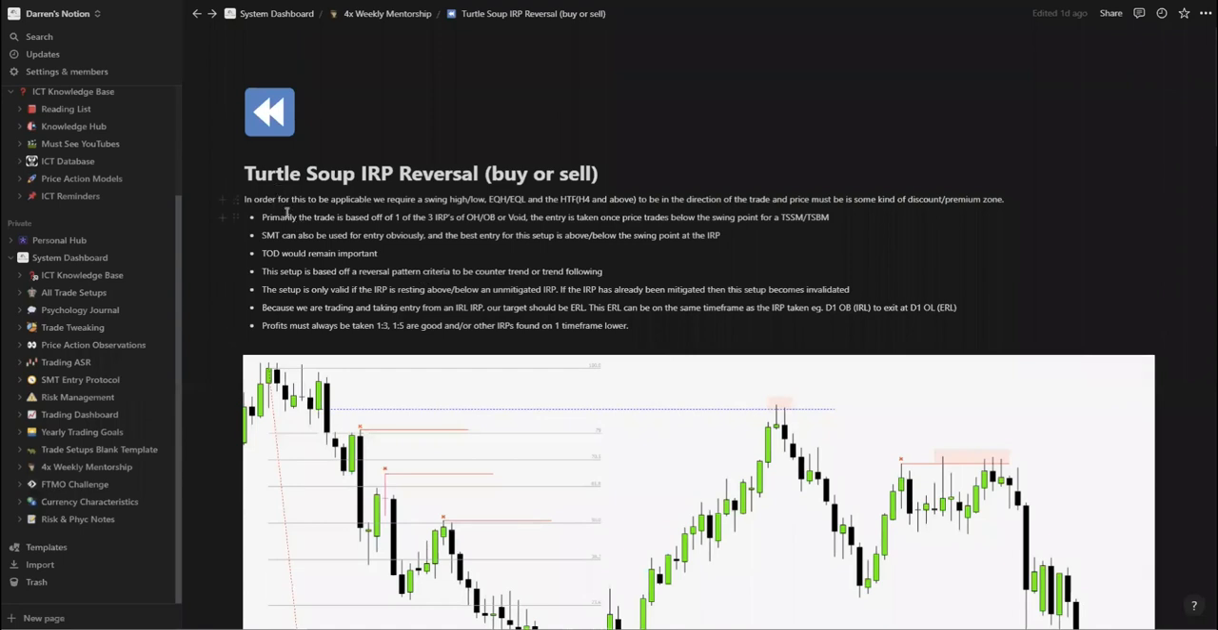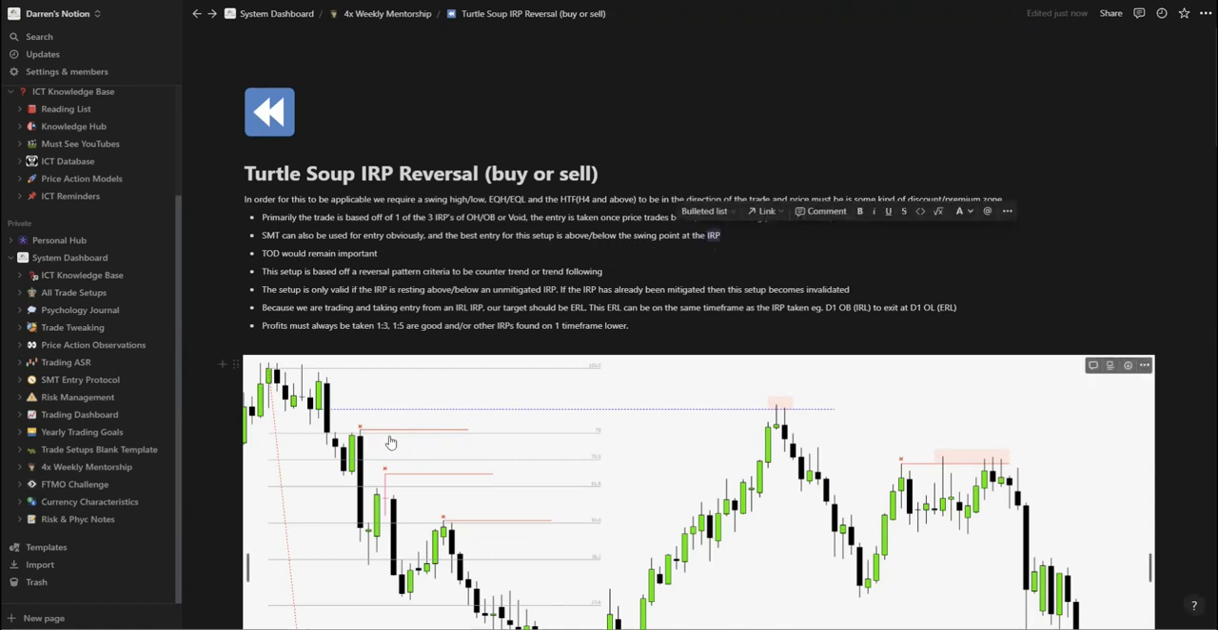There's a couple. Primarily, this trade is based off of one of the 3 IRPs, so old high, OB, void. The entry is taken once price trades below the swing point for a turtle soup buy. Obviously, entry is taken when price trades above the point for a turtle soup sell model. Okay, so obviously if you're buying or selling, then you know you're going to be waiting for that price swing to be raided. SMT can also be used, obviously, as usual, like I said, and the best entry for the setup is above or below the swing point at the IRP.